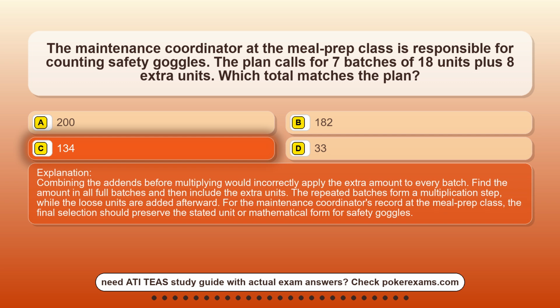Combining the addends before multiplying would incorrectly apply the extra amount to every batch. Find the amount in all full batches and then include the extra units. The repeated batches form a multiplication step, while the loose units are added afterward. For the maintenance coordinator's record at the meal-prep class, the final selection should preserve the stated unit or mathematical form for safety goggles.